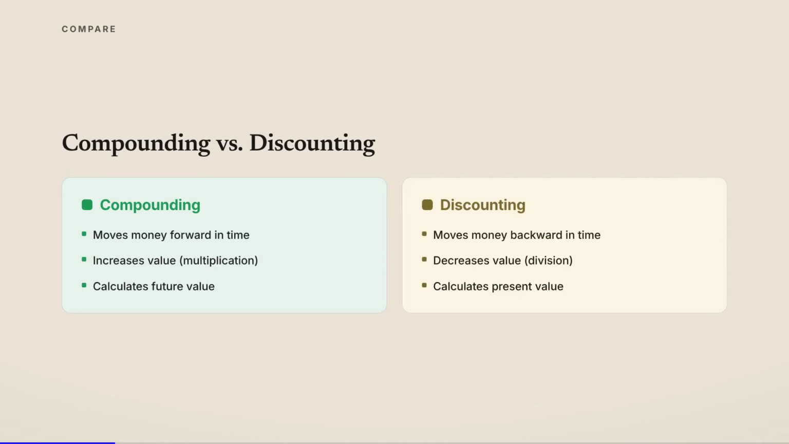Compounding moves money forward in time, so it increases the value of a sum and uses multiplication. Discounting moves money backward in time, so it decreases the value of a sum and uses division. Compounding gives you future value. Discounting gives you present value. If students remember only one thing here, it should be this. Compounding asks what today becomes later, while discounting asks what later is worth today. The direction of time determines the operation.